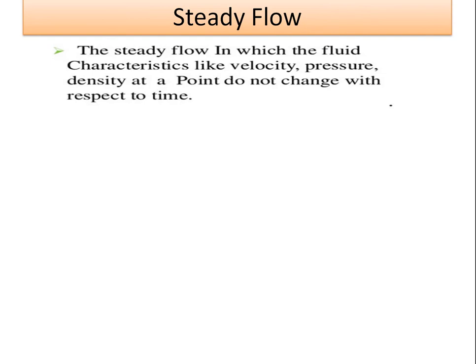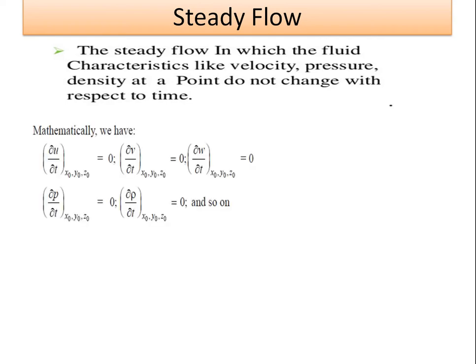Now steady flow. Steady flow is the flow in which the fluid characteristics like velocity, pressure and density at a point do not change with respect to time. If velocity, pressure and density do not change with respect to time, then it is called a steady flow. That is, it may move in any direction, but there should not be any change in velocity, pressure and density.